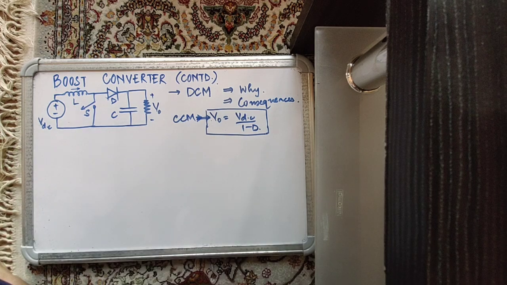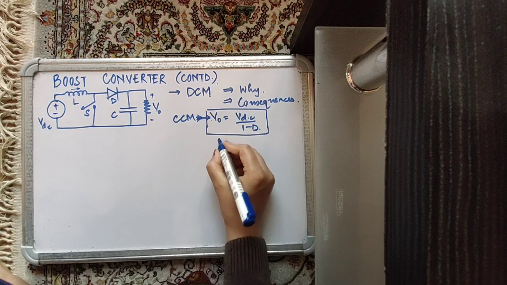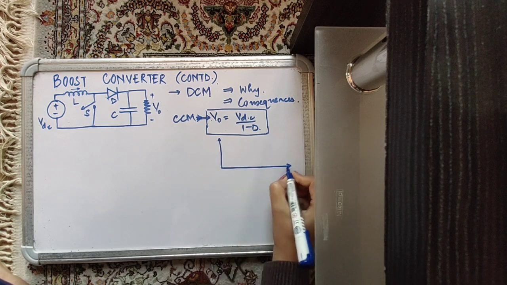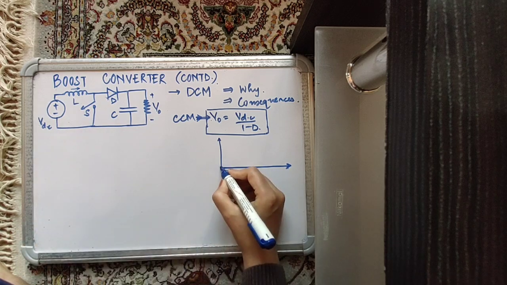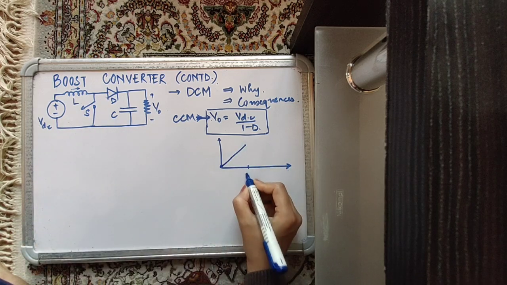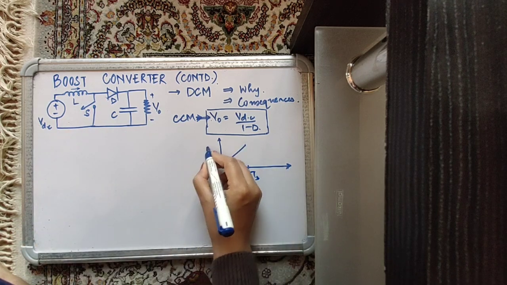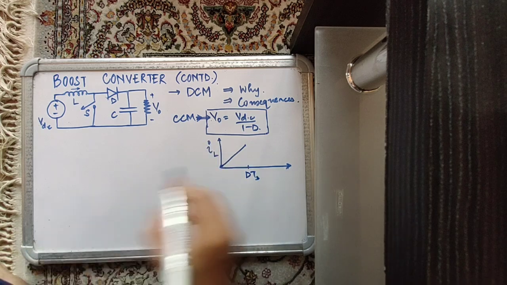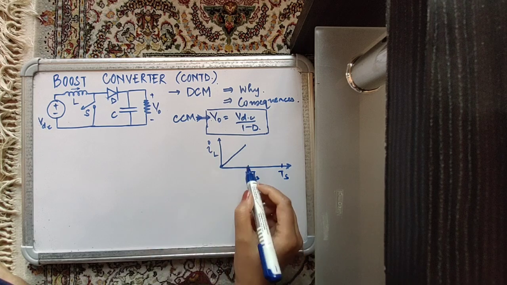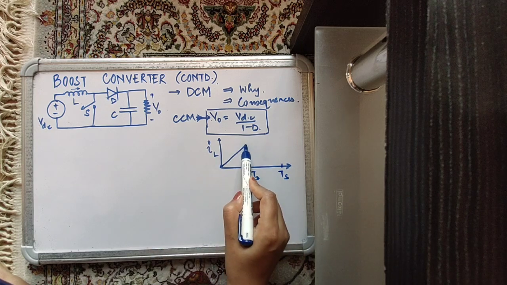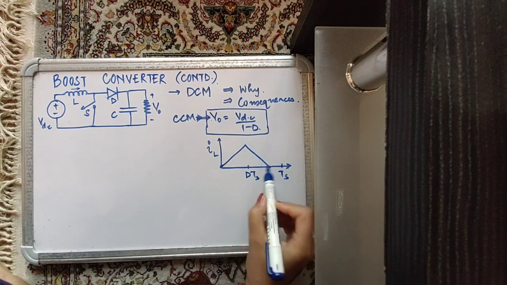Let's assume that the inductor current becomes discontinuous. We know that when the switch is on, the inductor is storing energy and the inductor current is rising. So from 0 to DTS, the inductor current is rising, and then from DTS to TS it was falling, but because we are considering discontinuous conduction mode, it falls sooner.